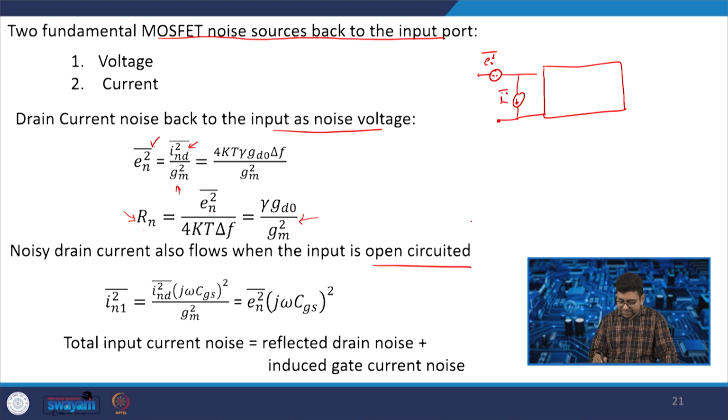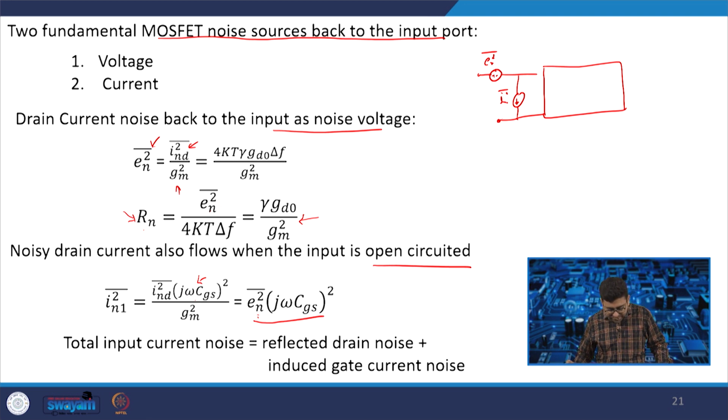Here we are also considering the noisy drain current, that is In1 square mean square. So, Ind square into j omega Cgs by Gm square. We should consider the impedance j omega Cgs. This is given by Ind square, that is En square into Gm square. So, we can write Ind square as En square into Gm square, which will cancel out. So, your In square is nothing but En square into j omega Cgs whole square.